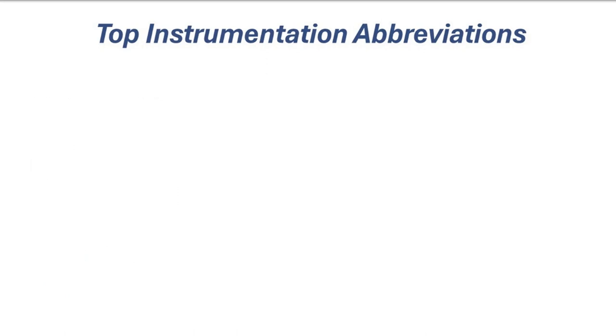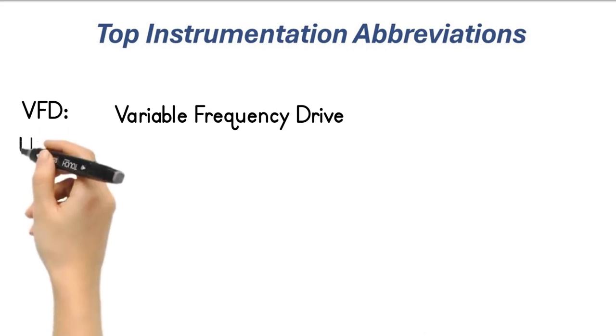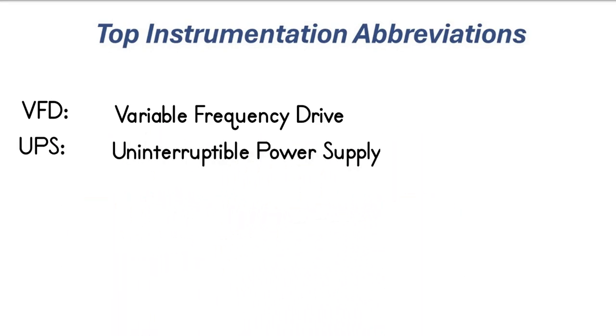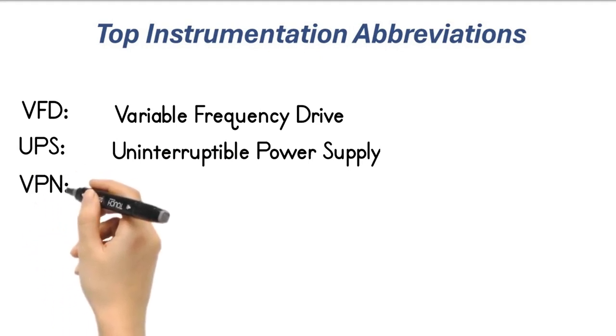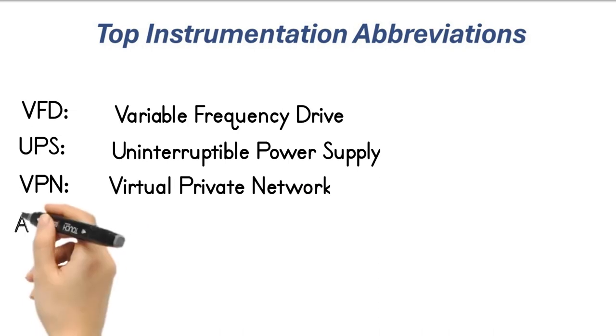link. VFD. VFD stands for variable frequency drive, a type of adjustable speed drive used in electromechanical drive systems to control AC motor speed and torque. UPS. UPS stands for uninterruptible power supply, a device that provides emergency power to a load when the input power source fails. VPN. VPN stands for virtual private network, a secure tunnel between two or more devices used to protect private web traffic from snooping, interference, and censorship.